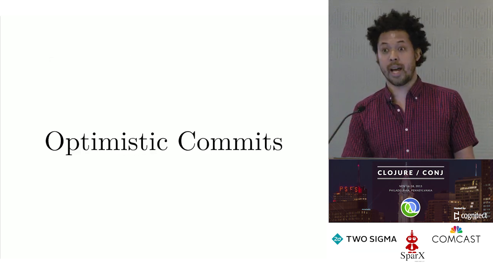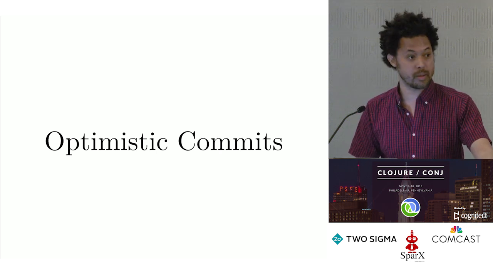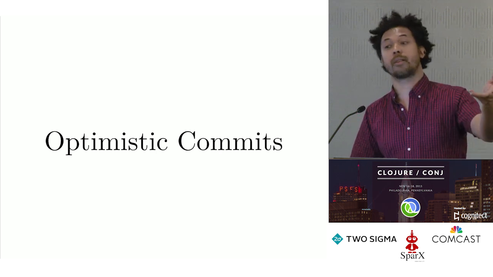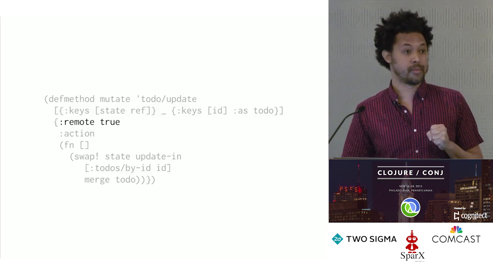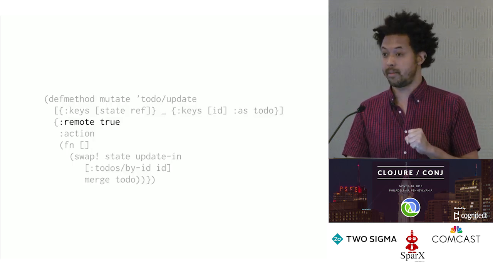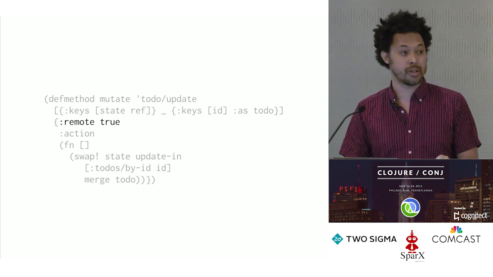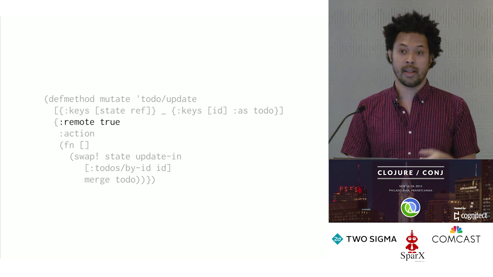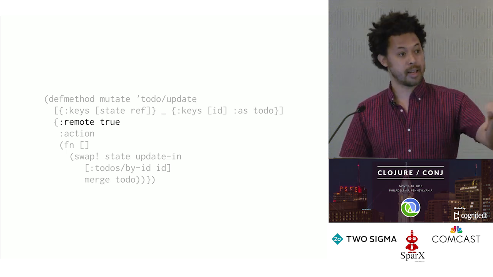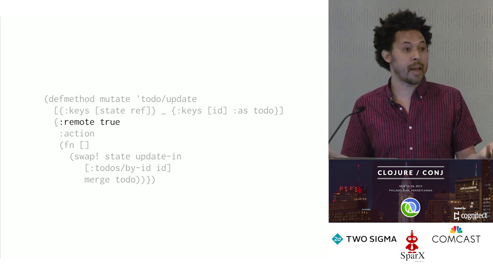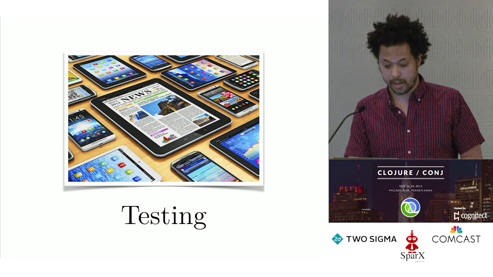OK, so now that we know that we can do this, what do optimistic commits look like? Right? We want to run some transaction, and then we also want to send it over the wire. This is all the code for an optimistic commit. That's it. It's just this one thing. Right? We have the transaction at the bottom, this action, which transitions the local state, and then we just say remote true. And Ohm will automatically pass that on, get the data, and if it's the same, nothing happens. And that's pretty cool.